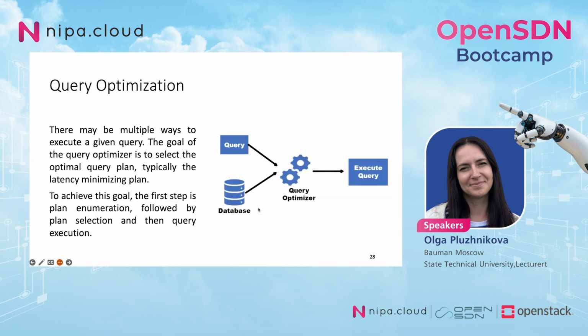But when we talk about queries, we have to talk about query optimization, and there may be multiple ways to execute a given query. The goal of the query optimizer is to select the optimal plan, typically the latency-minimizing plan. To achieve this goal, the first step is plan enumeration, followed by plan selection, and then query execution.